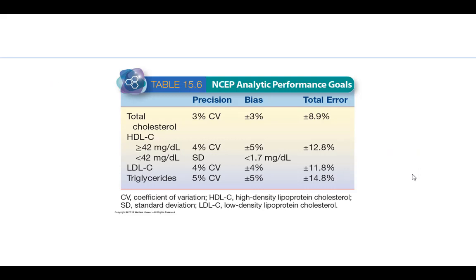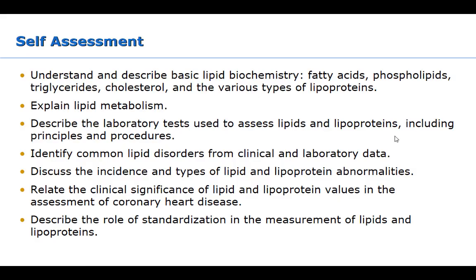All right. Now this is the acceptable range, or they call it performance goals. For total cholesterol, 8.9% error. Okay. For HDL cholesterol, it's about 12.8%. For LDL cholesterol and for triglycerides, again, see, it's 11.8 or 14.8%. So this much error can occur using different techniques, patient factors, sample collection, and the material and the technique that you're using. So if this much variation is there, it is still regarded as acceptable. Okay, that's all. So these are some of the questions that you can review.